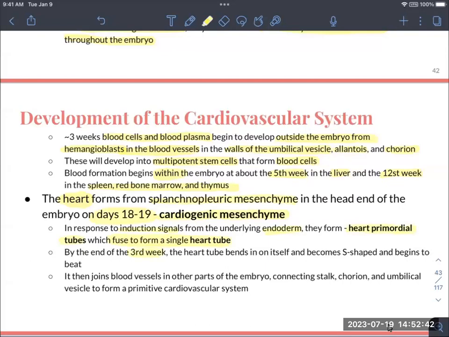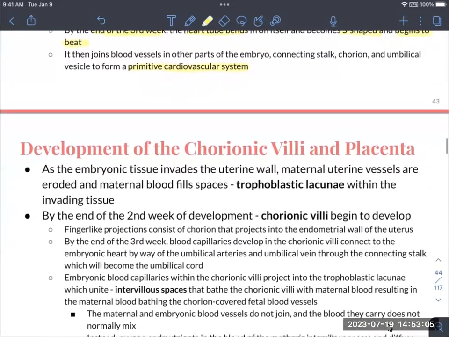By the end of that 3rd week, this heart tube starts to bend over and in on itself. It's going to become S-shaped. It's going to begin to beat. By the end of that 3rd week, these vessels are going to start to join together. And this is going to make this primitive cardiovascular system.